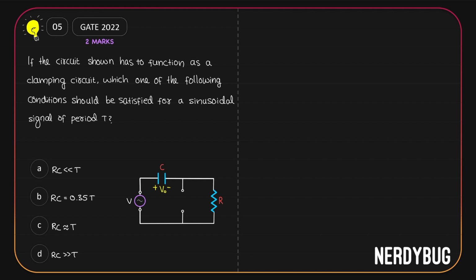So our requirement is the capacitor should not be able to discharge through the resistor. How do we make sure of that? By making sure that the time constant of this RC circuit is so large that half a cycle of the input is not enough for it to discharge. So time constant should be very much larger than the time period of the input signal. Time constant is RC, so RC should be very much larger than the time period of the input signal. The correct option is option D.